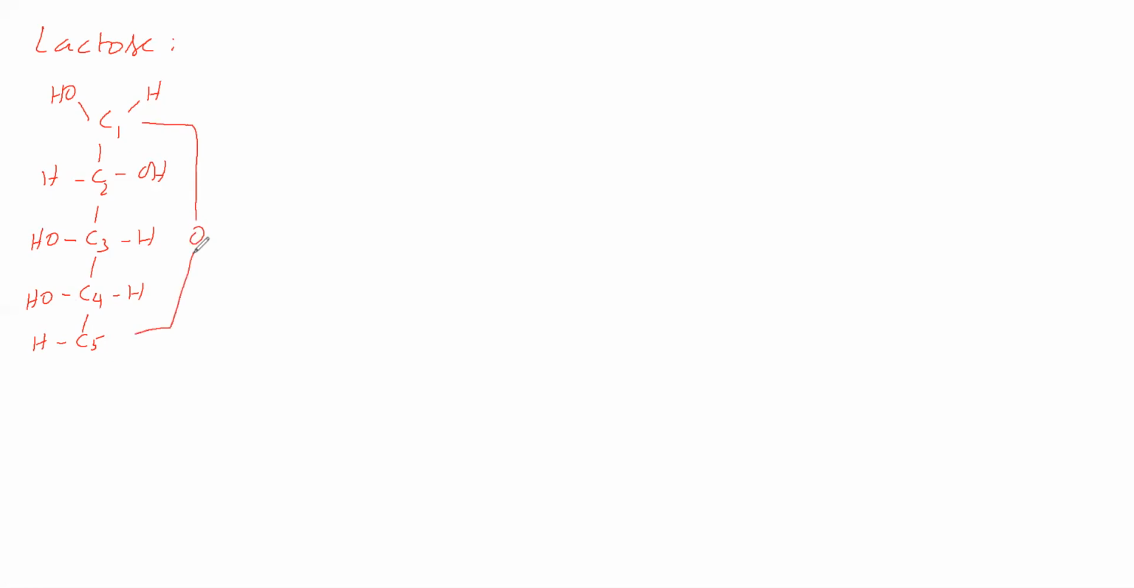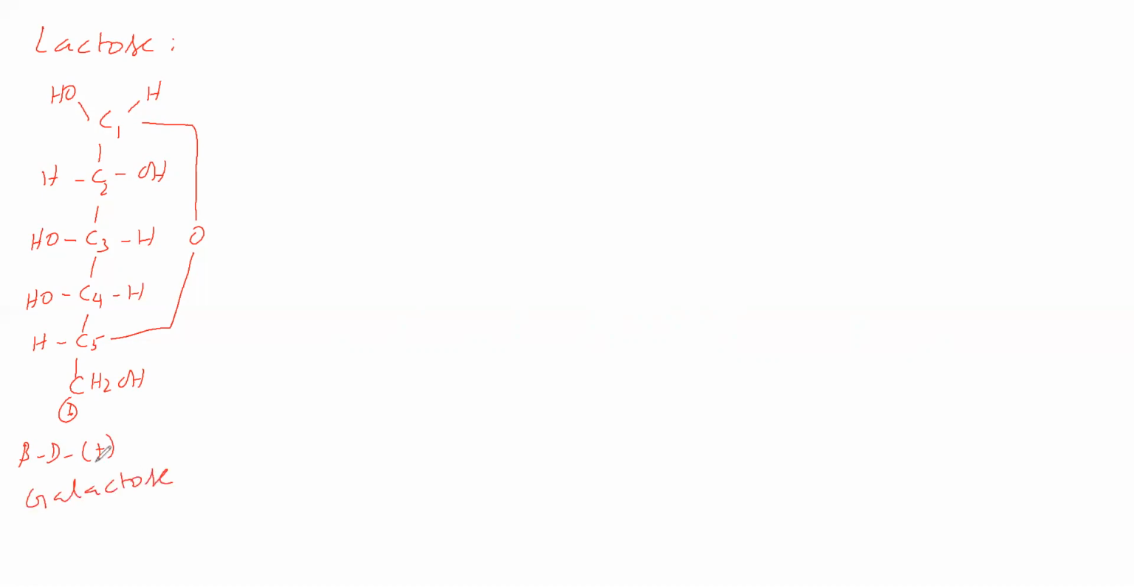Now we will see first beta D plus galactose. First I will take the C1 carbon. In the C1 carbon, the OH group we will write on the left side. Then the C2 carbon OH group on the right side. Then the C3 carbon OH group on the left side. Then the C4 carbon OH group on the left side. Then we will take the C5 carbon. The C5 carbon and C1 carbon have an ether linkage. The C6 carbon we will write as CH2OH. This is called beta D plus galactose.